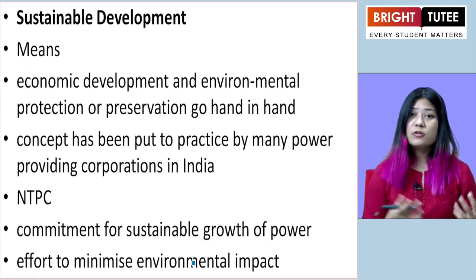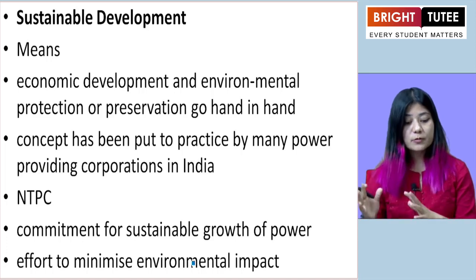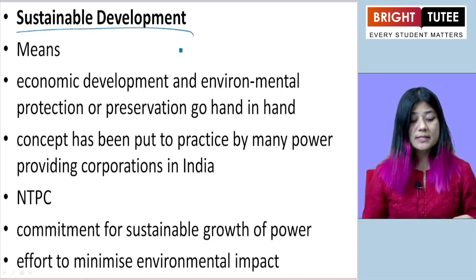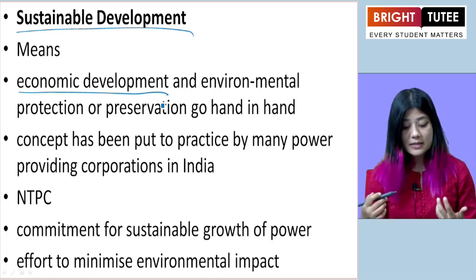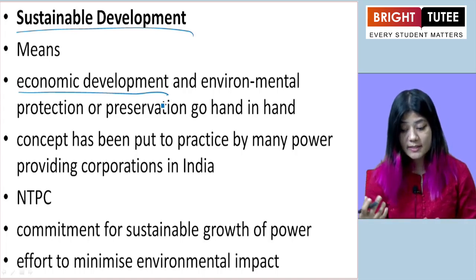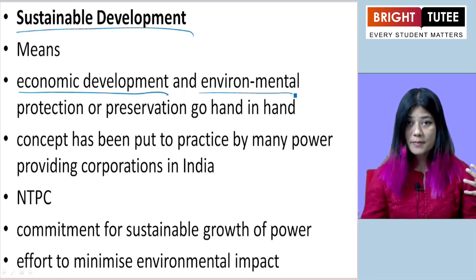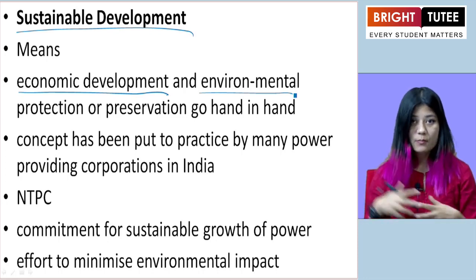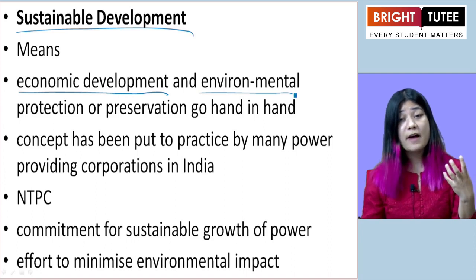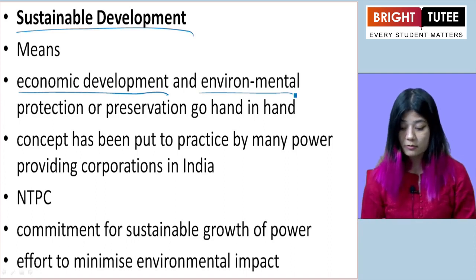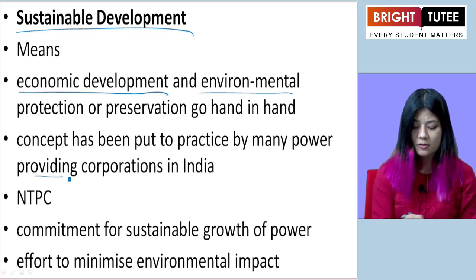So that is why, because of these pollutions caused by the industrial sectors, we need to work towards sustainable development. Now, what does sustainable development mean? It means economic development and working towards it without damaging the environment. So it needs economic development and environmental protection together, both of them working hand in hand. Not only economic development while not bothering about the environment, both have to be given equal importance. Now, this concept of sustainable development has been put into practice by many power providing corporations in India.